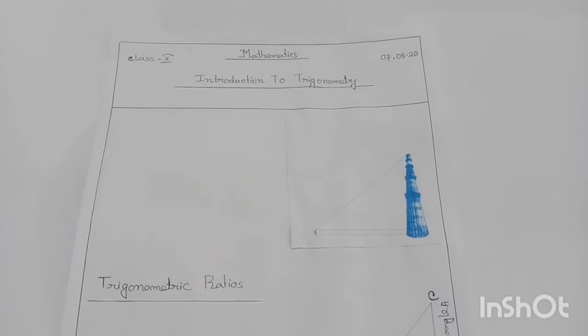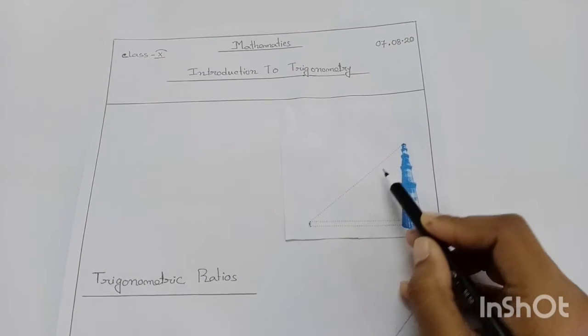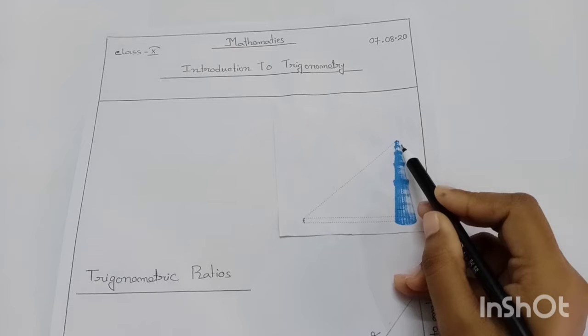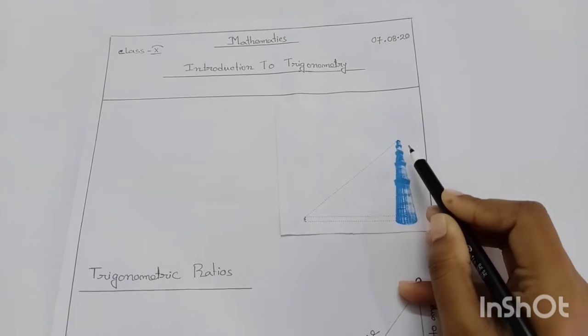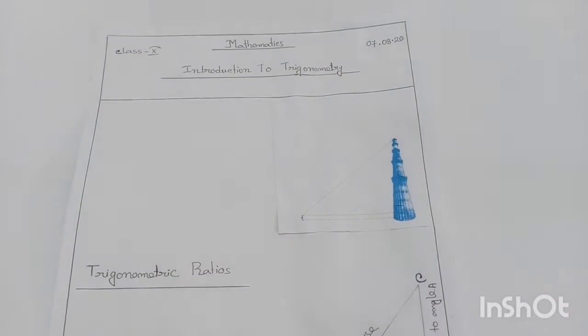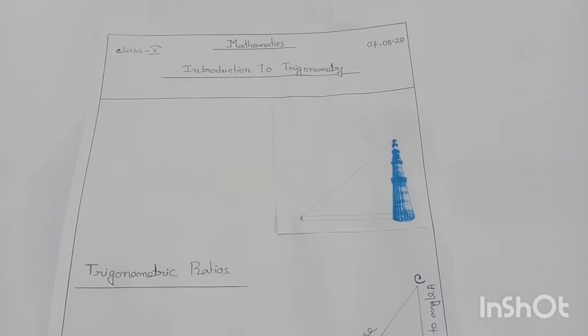This is the picture of Qutub Minar. Some of you have already visited Qutub Minar, I think. Now look at the top of the Qutub Minar. Suppose from here you are looking at the top of the Qutub Minar. Okay, so now you can imagine a right angle triangle here. Can you find out the height of the minar without measuring it?